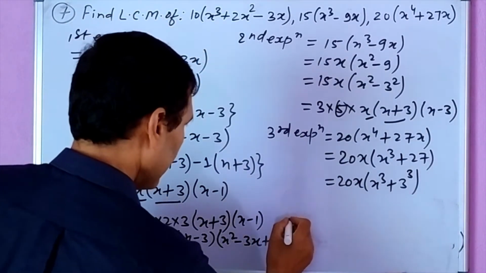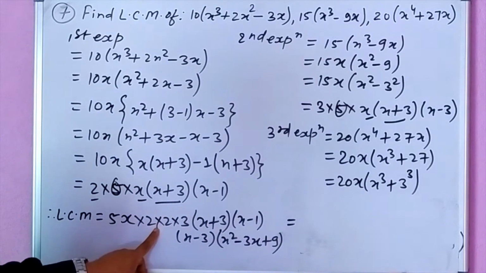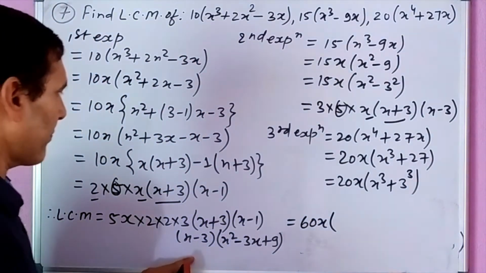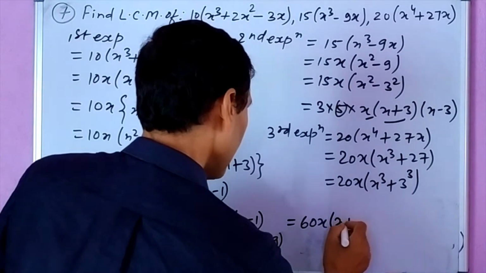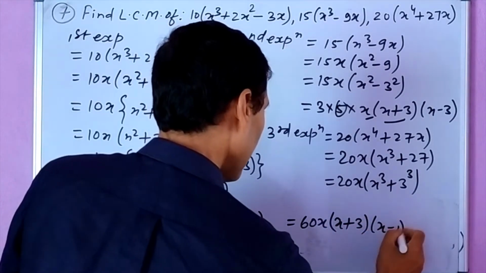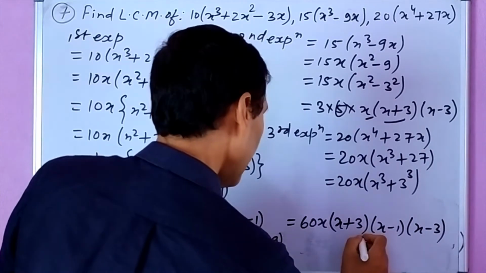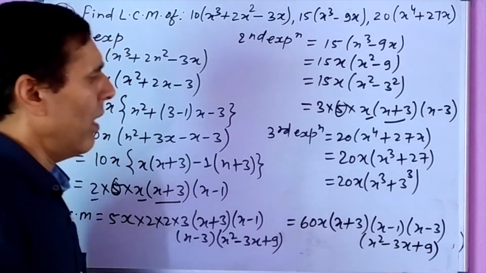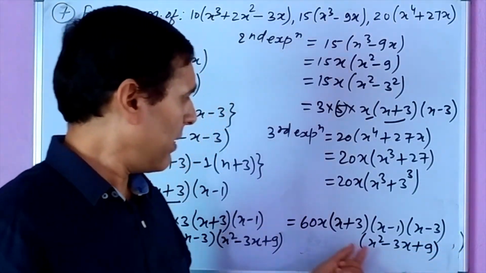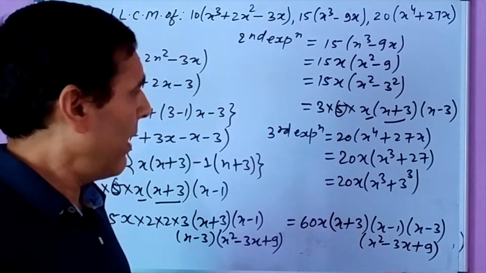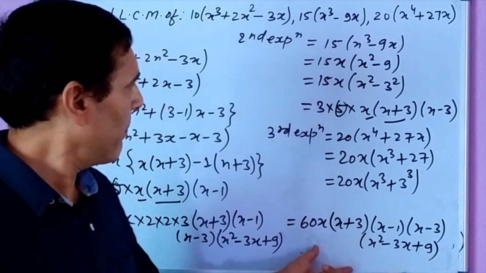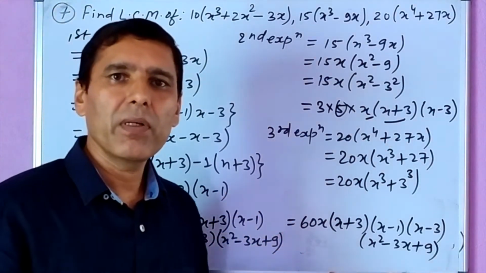So finally, what do we get as the answer? 5 into 4, 20 into 6, 60x outside of the bracket, and inside the bracket we have x plus 3, x minus 1, x minus 3, and x square minus 3x plus 9. For x plus 3 and x minus 3, we can write x square minus 9 also, but it is not necessary to multiply, you can leave your answer as it is. So in this way we got the LCM of the given three expressions.